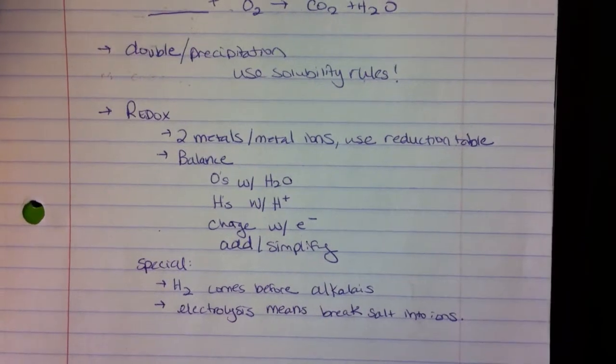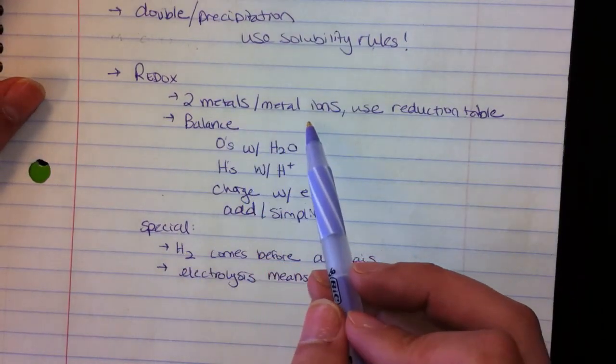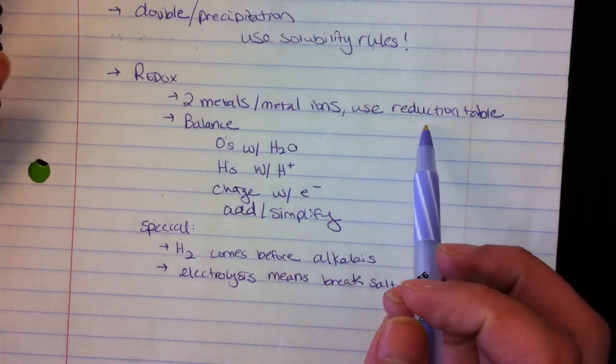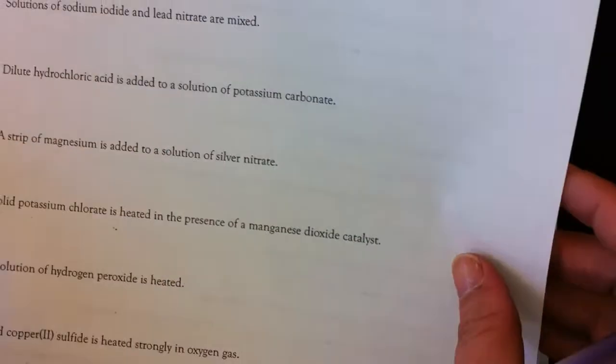So you'll probably have some spectator ions that'll cancel out. We're pretty good at the redox one. So the redox comes if you have two metals or metal ions and you just use the reduction table. So I have an example for you.